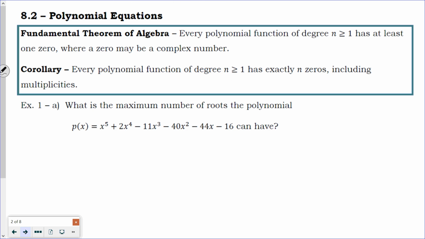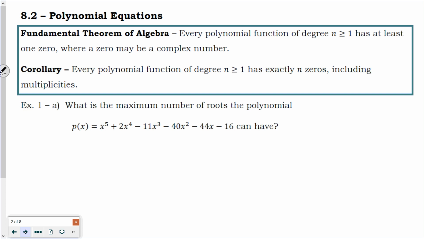So, like I said, we're starting 8.2 today. We're going to talk more about polynomial equations. The first thing we're going to talk about is the fundamental theorem of algebra. The exact definition is that every polynomial function of degree n greater than or equal to 1 has at least one zero, where a zero may be a complex number.